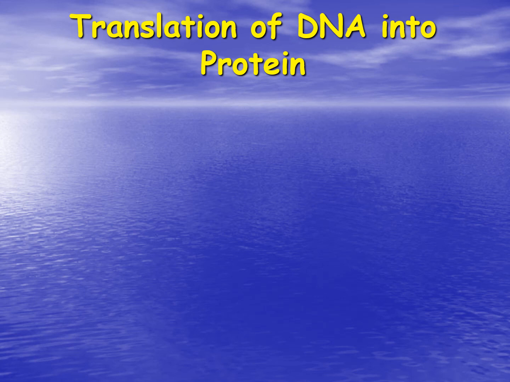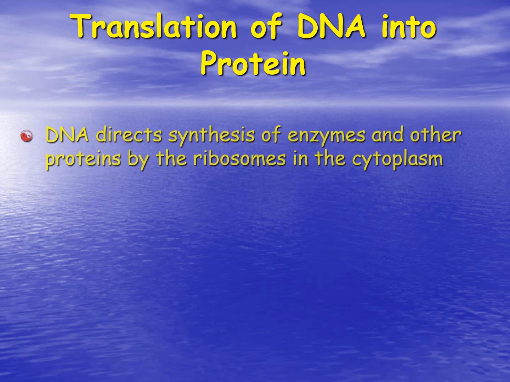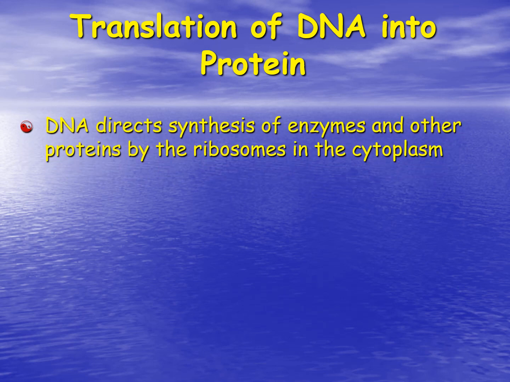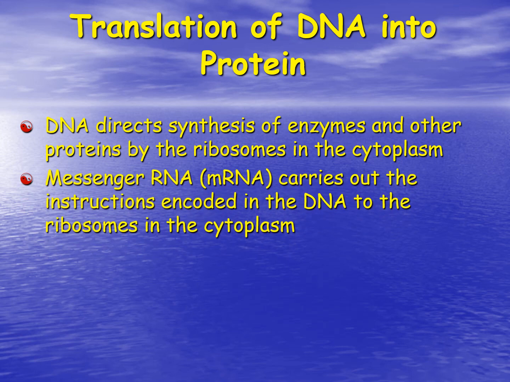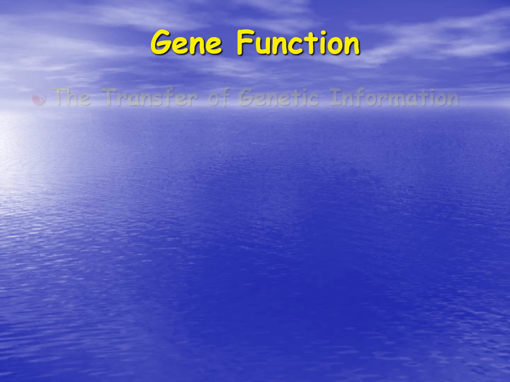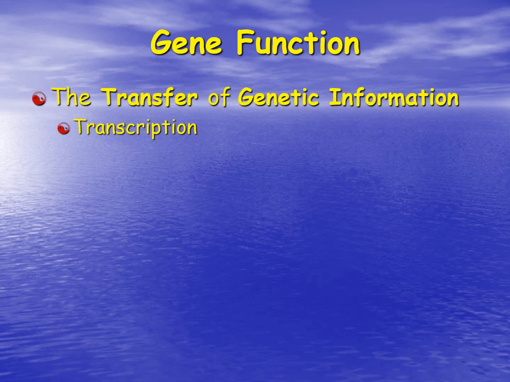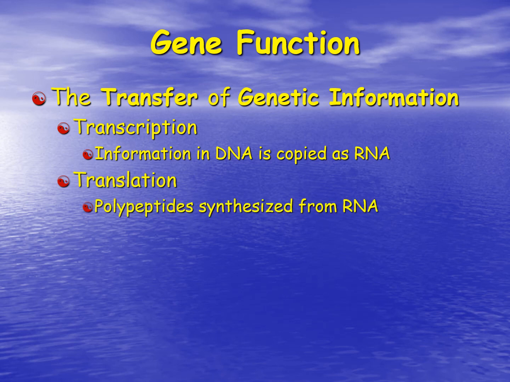So let's look at the other thing that DNA is going to be involved in, and that is going to be protein synthesis. DNA directs the synthesis of enzymes and other proteins by ribosomes in the cytoplasm of the eukaryotic cell. Messenger RNA carries out the instructions encoded in the DNA to the ribosomes of the cytoplasm, where it's then translated into a protein. So the transfer of genetic information is accomplished through transcription of DNA to messenger RNA, and translation, where polypeptides are synthesized from the messenger RNA by the ribosome.